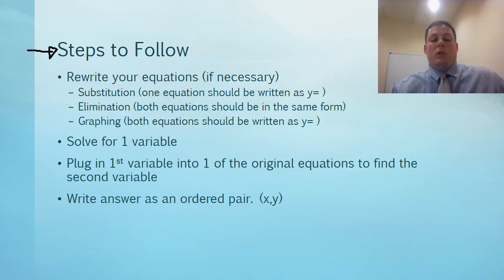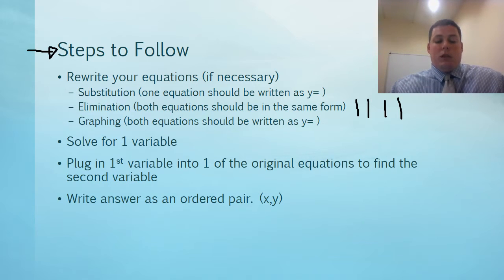So first we always want to rewrite your equations if necessary. So if we're using substitution, remember one equation has to be in the form y equals because we need to sub it into our second equation. If we're using elimination, both equations should be written in the same form because remember we want them to line up vertically. Everything should line up when you're using elimination, and when graphing they should both be written in that form y equals, because in order to plug it into the calculator we hit that y equals button in the upper left hand corner and we plug it in after we had solved the equation for y.